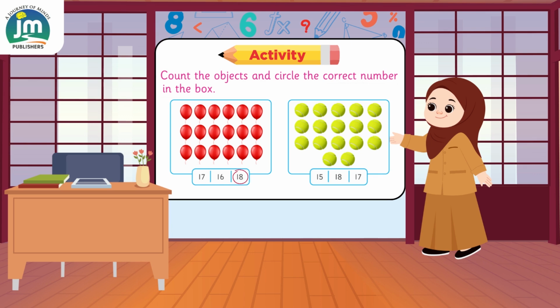Now look here. Let's count these balls together. 1, 2, 3, 4, 5, 6, 7, 8, 9, 10, 11, 12, 13, 14, 15 and 16 and 17. So, circle the number 17.